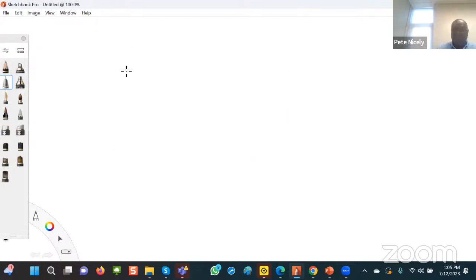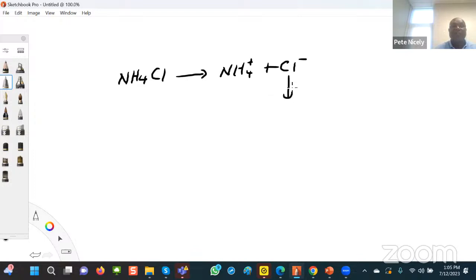Okay, so ammonium chloride. In the case of ammonium chloride, when this dissociates, you're going to have the formation of ammonium ions and chloride ions, right? Now we have to ask ourselves, how will each of these react with water? We already know that the chloride ion will not react with water from what we talked about before. But in the case of the ammonium ion, this is what's going to happen with water. You're going to have NH3 plus H3O plus, all right?